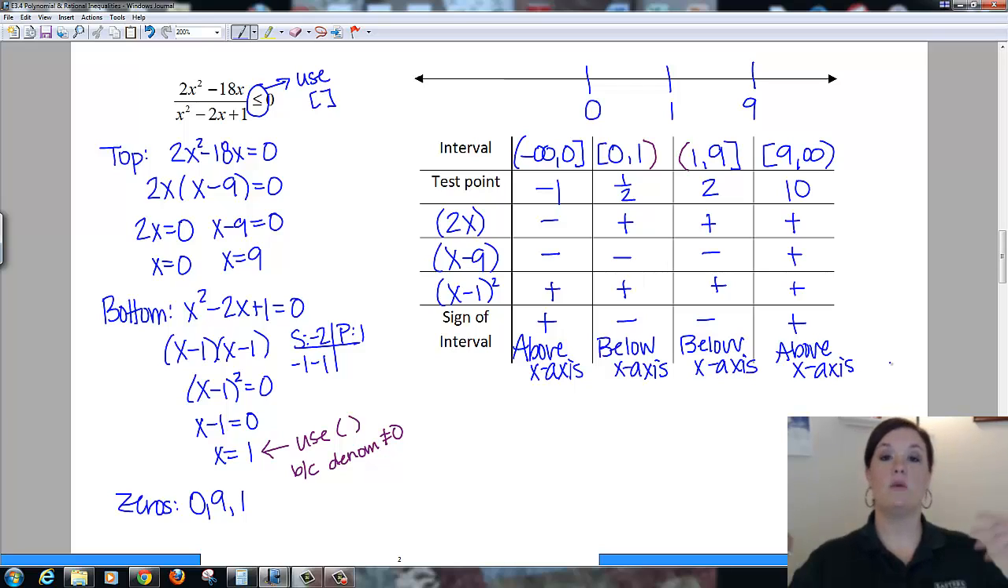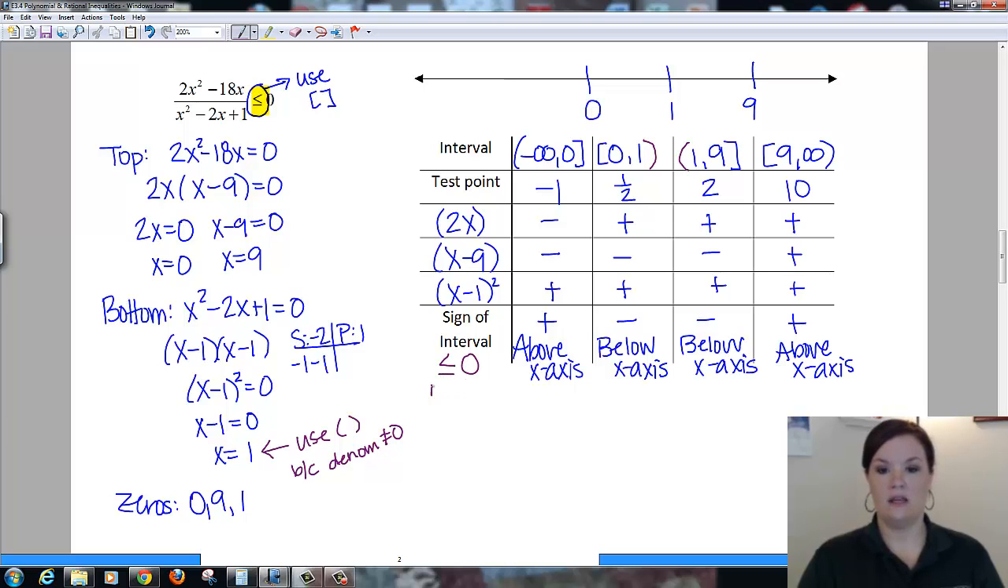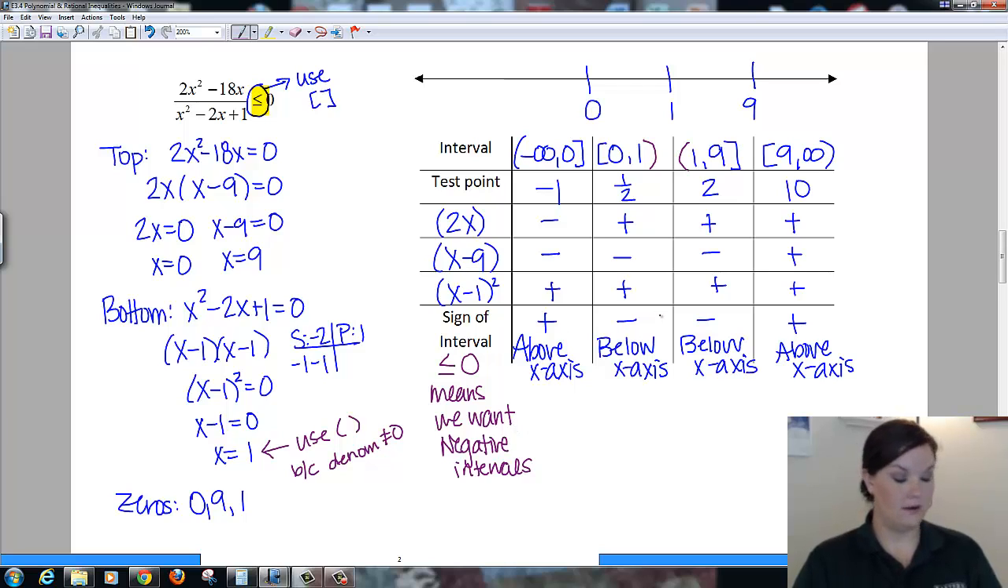Okay. So then I go back to my symbol, remember, always go back to the symbol to see what solutions you want. When I go back to my symbol, this tells me that I have a less than or equal to, which means that we want the negative intervals, or the intervals that are below the x-axis, which is this interval and this interval. So I'm going to go up to my graph and I'm going to shade between 0 and 1 and shade between 1 and 9.